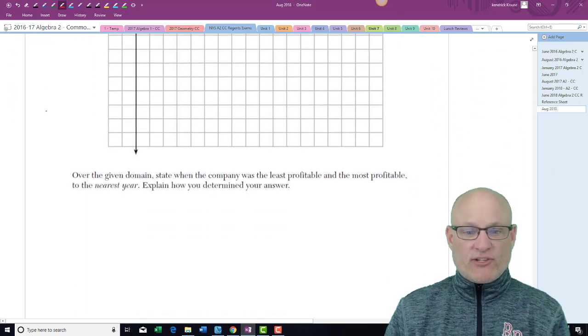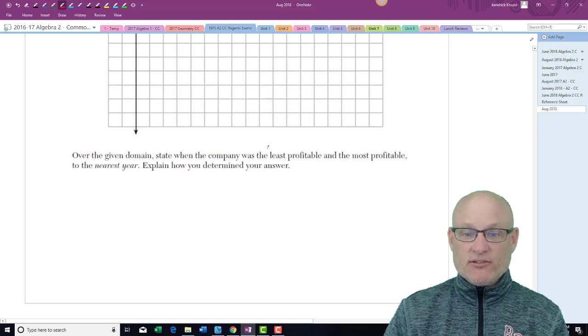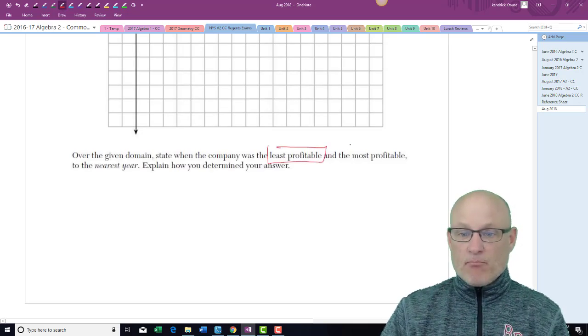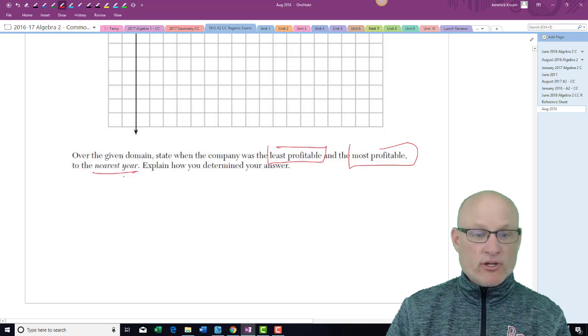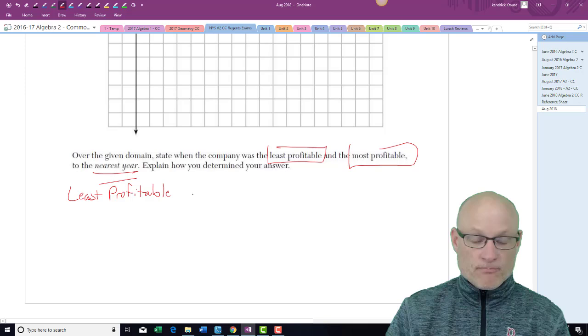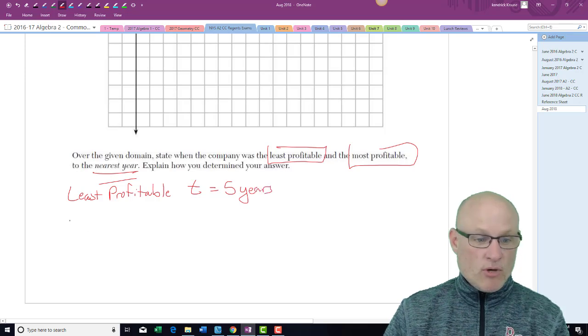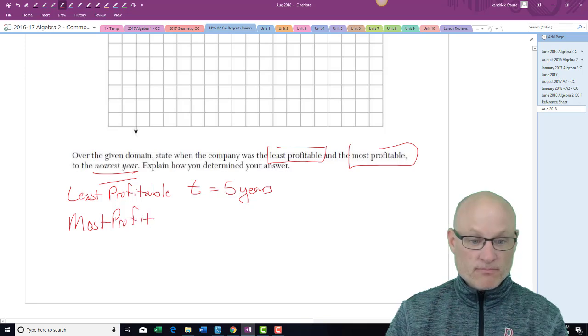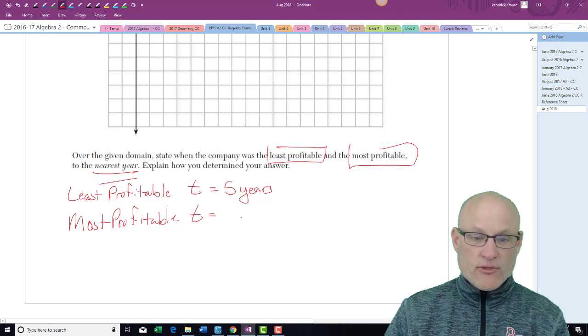Over the given domain, state when the company has the least profitable and most profitable to the nearest year. Explain how you determine your answer. Okay, so least profitable is at T equals 5 years. Most profitable, I told you this was not a hard question, at T equals 13 years.